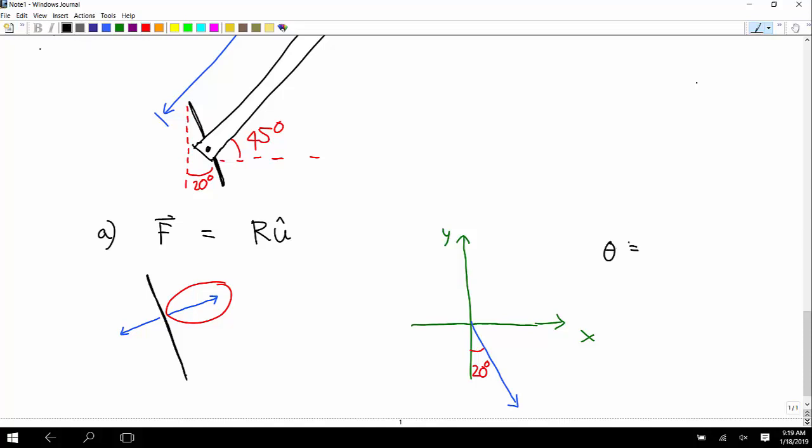And so theta so far is, well, since we're going to use cosine and sine, we want to go counterclockwise from the x-axis to get to this angle. If you go clockwise, it's negative. So that would be clockwise 90 minus 20, right? So negative 70, or you could go all the way around and 290. Same thing. You can do it either way. So theta is minus 70.